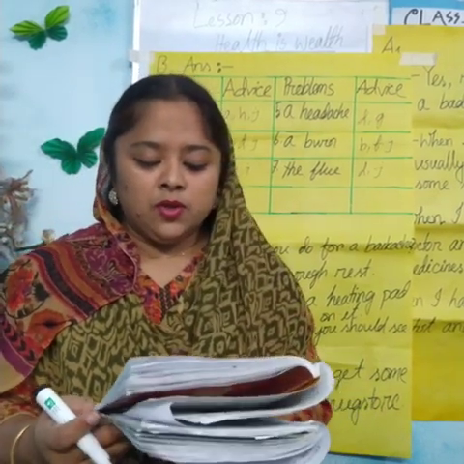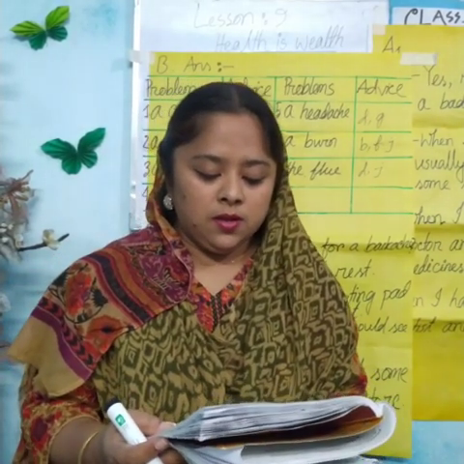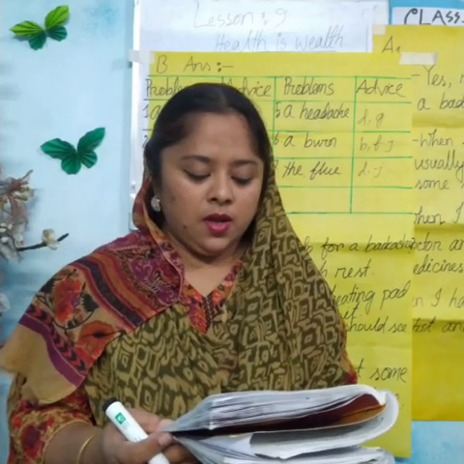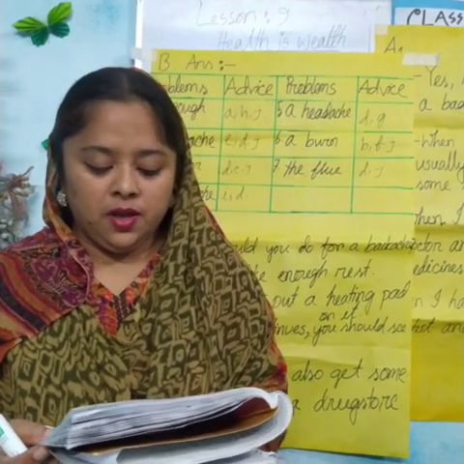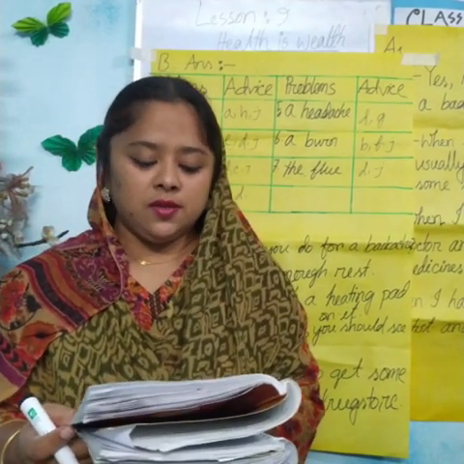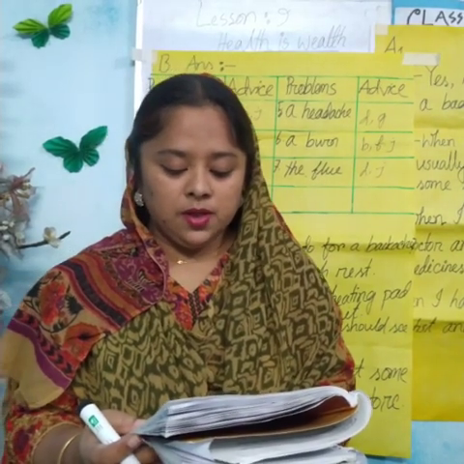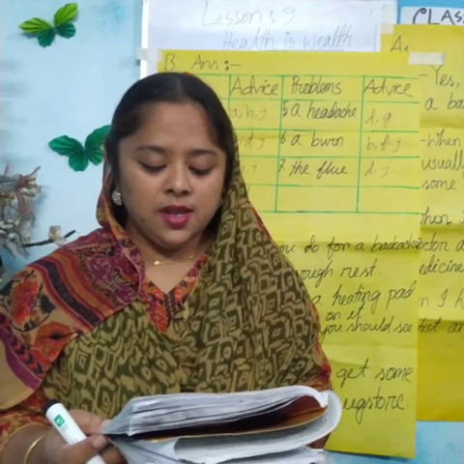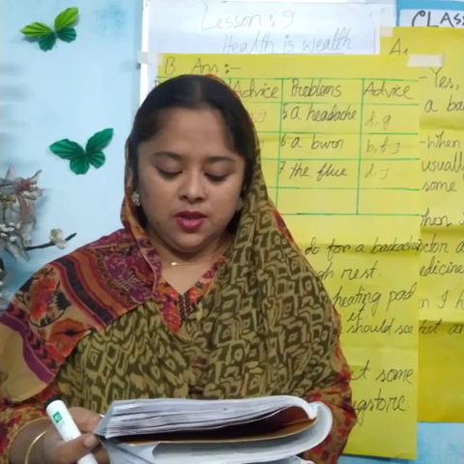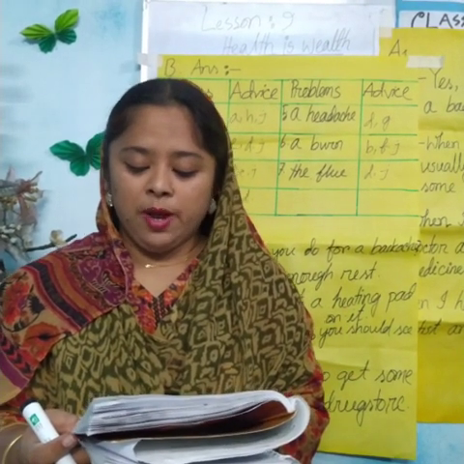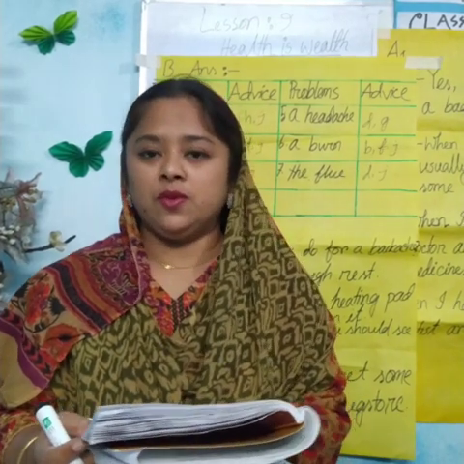So I read the model. A: What should you do for a cough? B: You should gargle with warm water. C: It's a good idea to take some vitamin C. D: Yes, and if it continues for long, you should see a doctor. E: Well, I think it's good to avoid cold drink or ice cream. F: Sometimes it helps too.